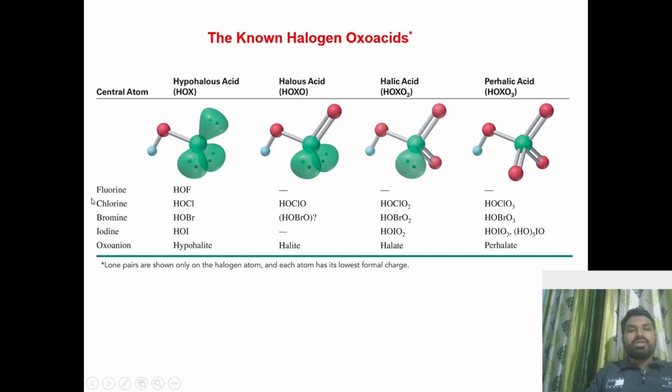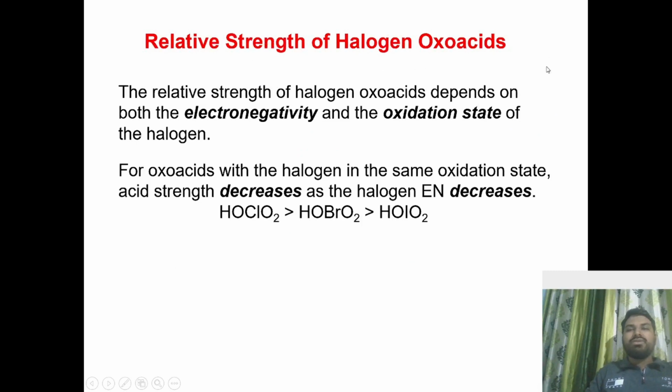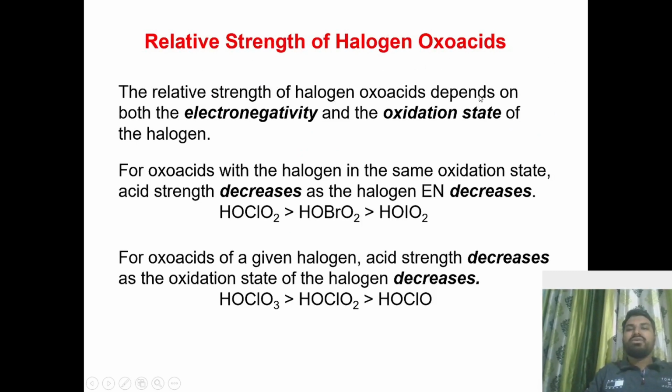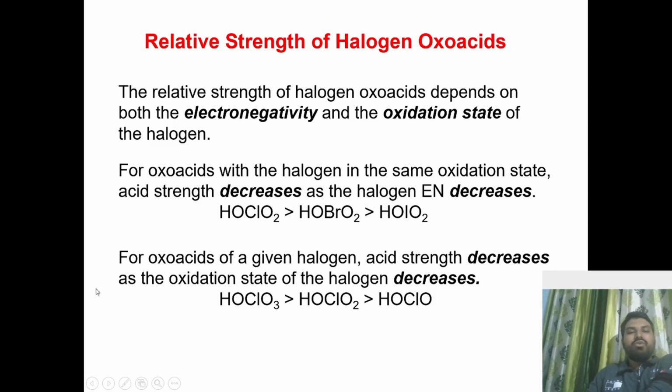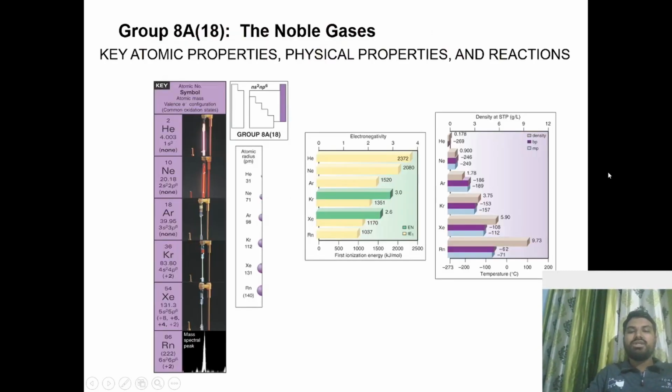The known halogen oxyacids of fluorine, chlorine, bromine, iodine and oxyanion, that is hypohalite. These are the hypohalous acid, halous acid, halic acid and perhalic acid. Relative strengths of halogen oxyacids: the relative strength depends on both the electronegativity and the oxidation state of the halogen. For oxyacids with the halogen in the same oxidation state, strength decreases as the halogen electronegativity decreases. For oxyacids of a given halogen, strength decreases as the oxidation state of the halogen decreases.